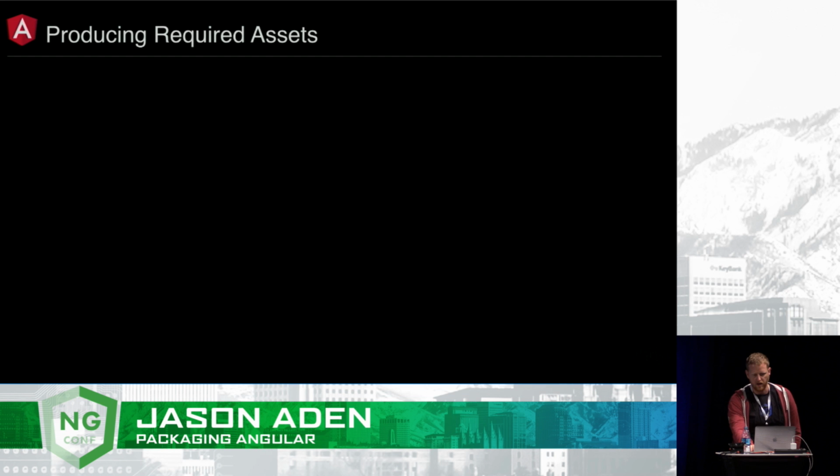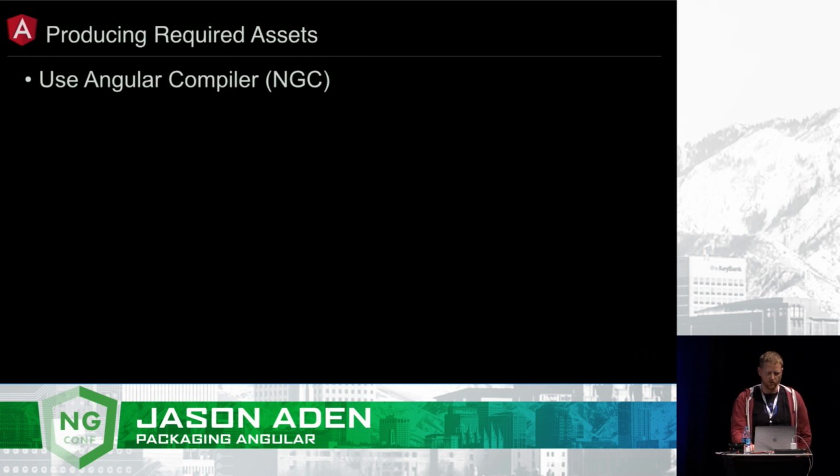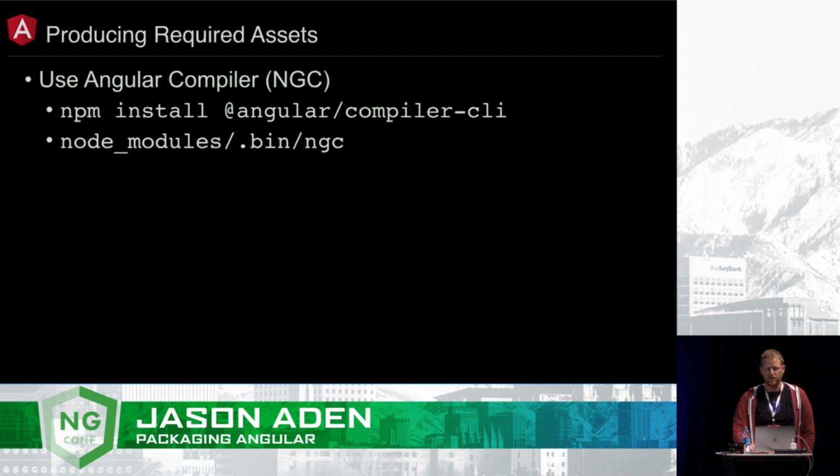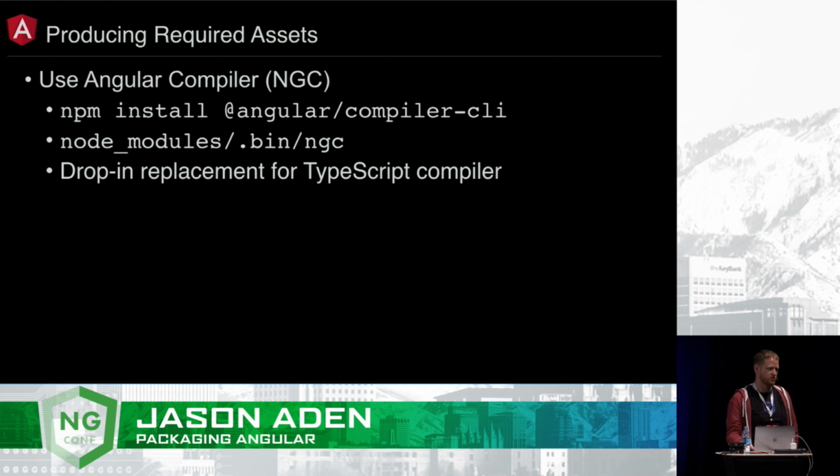So how do we produce the required assets? Basically, the first requirement is that you use the Angular compiler. So you get it by npm installing @angular/compiler-cli, okay? In your node_modules bin directory, you'll have an ngc command. And that's basically a drop-in replacement for the TypeScript compiler. It essentially wraps the TypeScript compiler, adding some additional options, adding additional output to support ahead-of-time compilation and to support building the ngfactory files, ngstyle files.